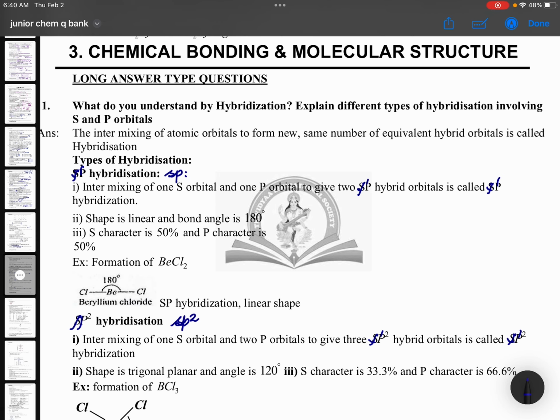First one: what do you understand by hybridization? Explain different types of hybridization involving s and p orbitals. The letters s and p must always be small letters. The intermixing of atomic orbitals to form new, same number of equivalent orbitals is called hybridization.